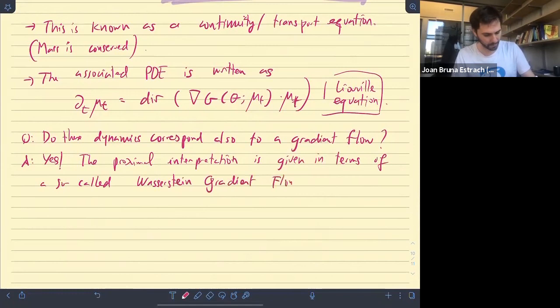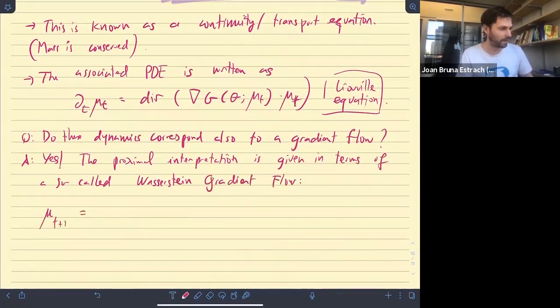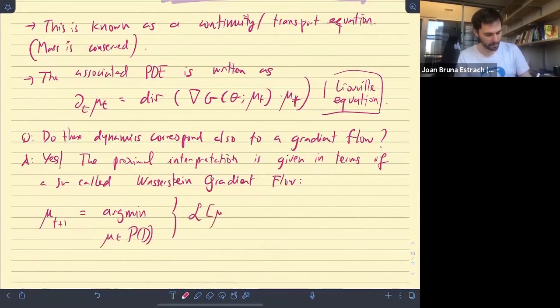gradient flow. Okay, so if I wanted to think about the evolution of the measure at t plus one, if I discretize time again, this is the solution of looking for a measure that is going to minimize my loss plus 1/2 eta. And here the way to measure proximity in the space of measures is using what's called a Wasserstein distance.